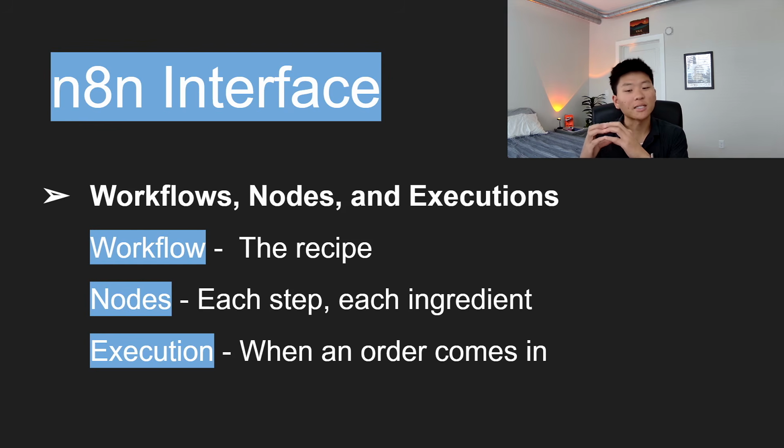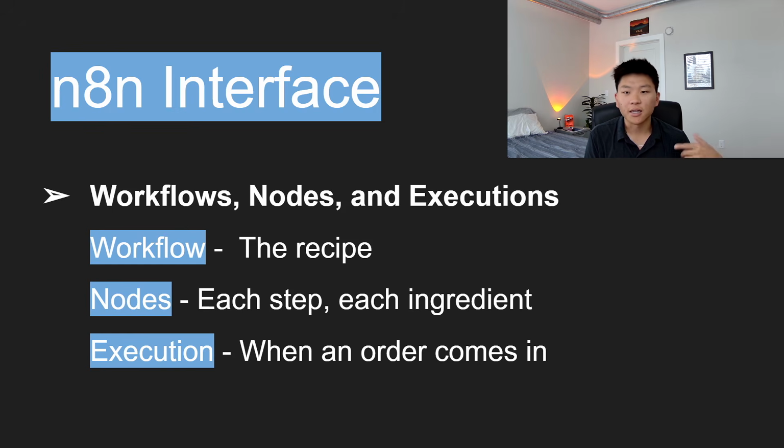So one node might send an email, one might update a spreadsheet, one might pull data, and then you can link those together in order to make the chocolate cake. So, eggs, flour, baking soda, we're going to put those together. Then we have the execution, which is simply running your workflow in n8n.